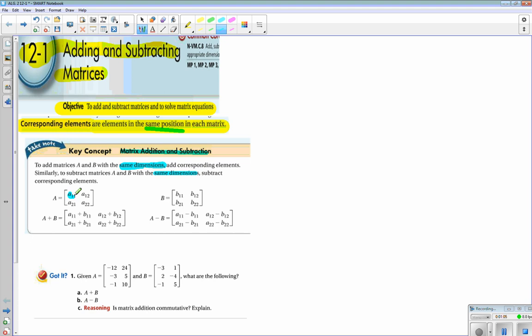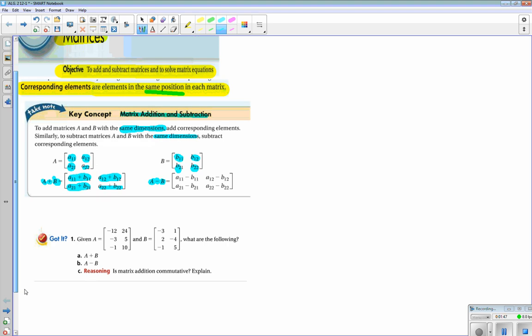So if we look here, this guy here in the top left and this guy here in the top left are going to be added together when you add the matrices together. This guy in the top right and this guy in the top right are going to be added together when you do your matrix addition. Same with the bottom left and the bottom left. Those two elements get added together, and the bottom right adds with the bottom right. And it's the same when you're subtracting. Each element in its position will subtract with that other element in their position.